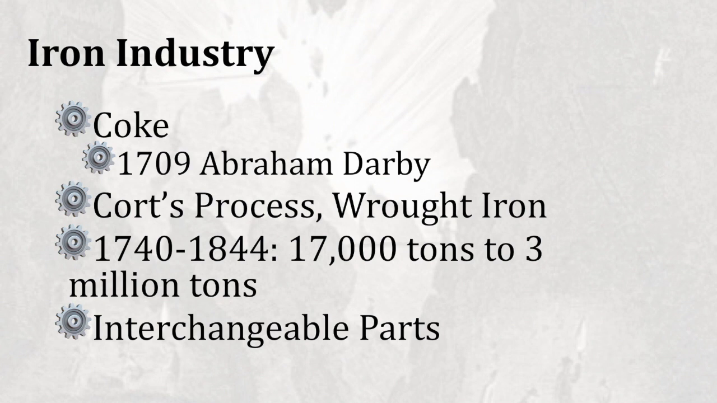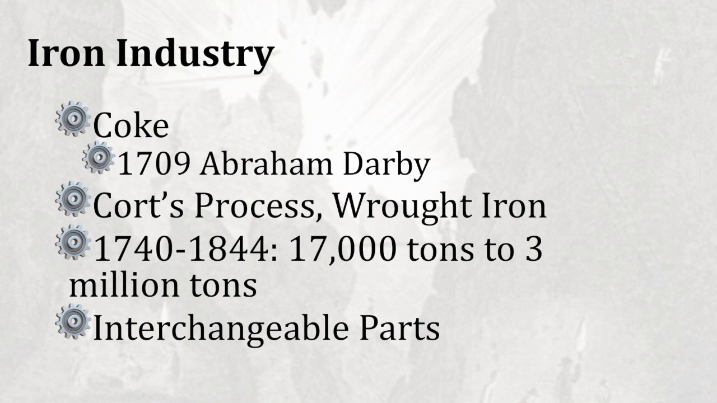In 1709, a guy named Abraham Darby discovered that a form of coal called coke, which is coal that has impurities removed, could be used for smelting iron, and as we all know, whoever smelt it, dealt it. This form of iron wasn't as high quality, but was cheaper to produce because coal was everywhere in England.